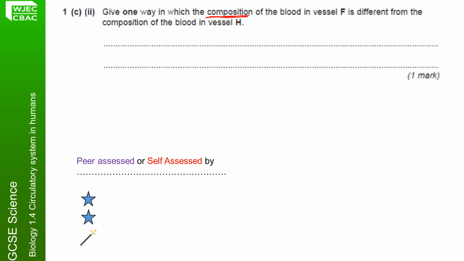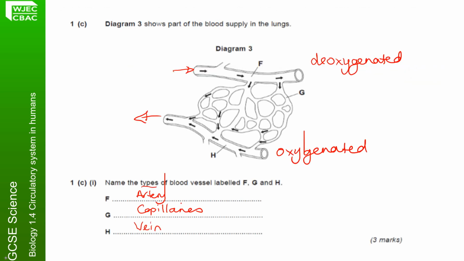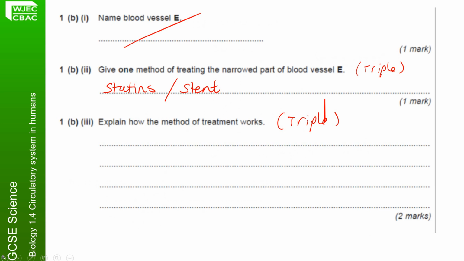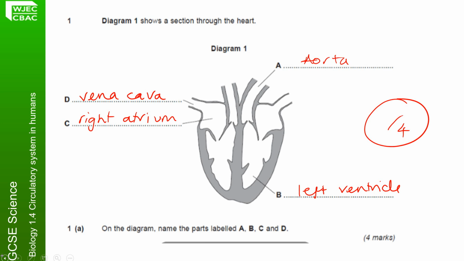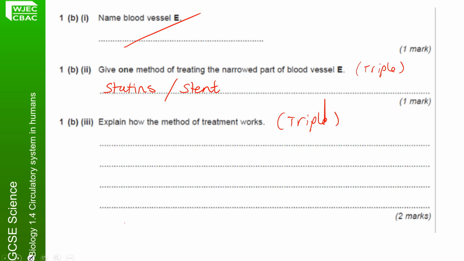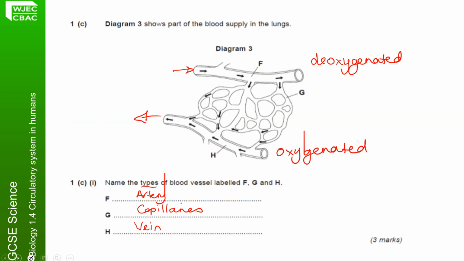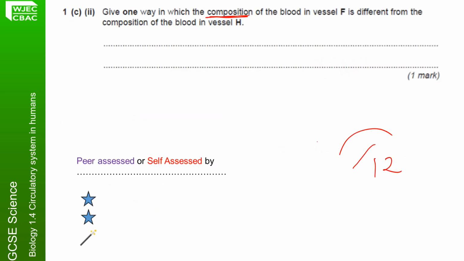So that question's out of 3, 4, 5, 6, 7, 8, and then 9, 10, 11, 12. So out of a total of 12 marks totally for those 2 pages worth of questions. So out of 12 marks, okay?